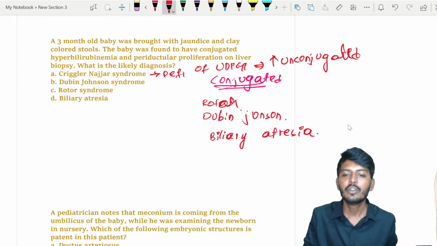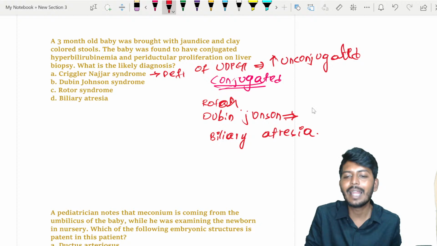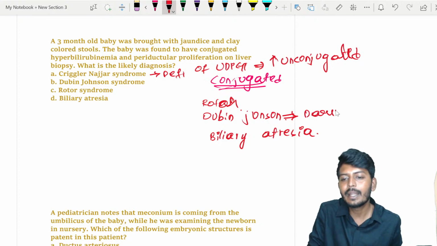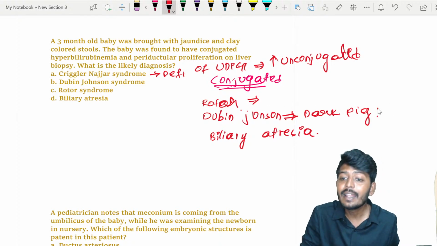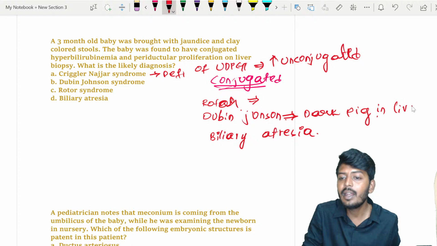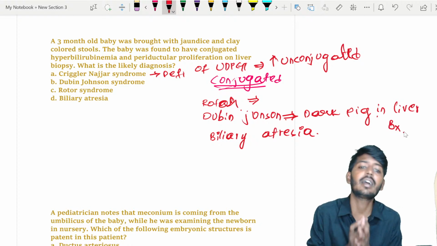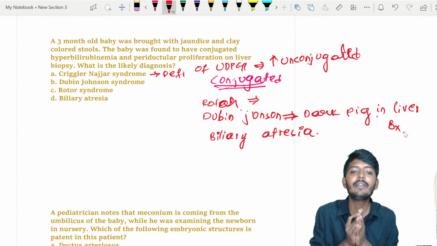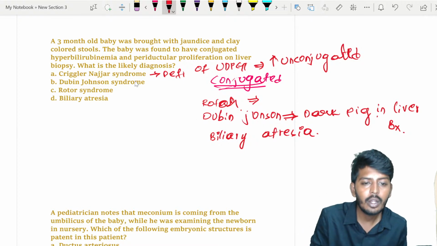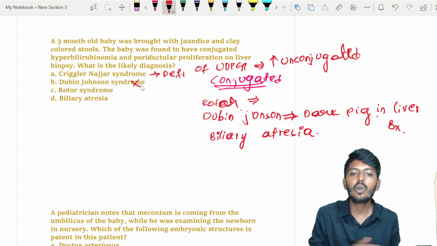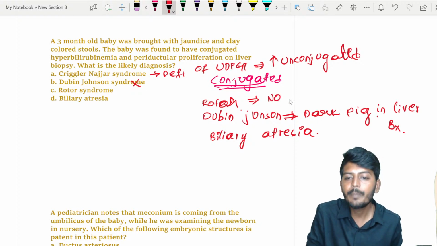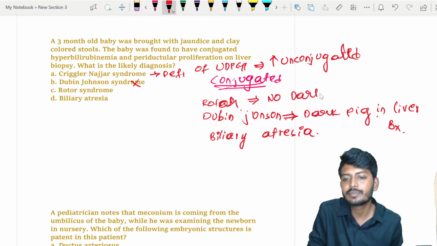How to understand? Dubin-Johnson syndrome will have a dark pigment in the liver. In Rotor syndrome, where is the dark pigment? In the liver biopsy. So, dark pigmentation, dark color liver. Is a dark color liver given here? No. So we are ruling out Dubin-Johnson. Rotor syndrome will have no dark pigmentation.